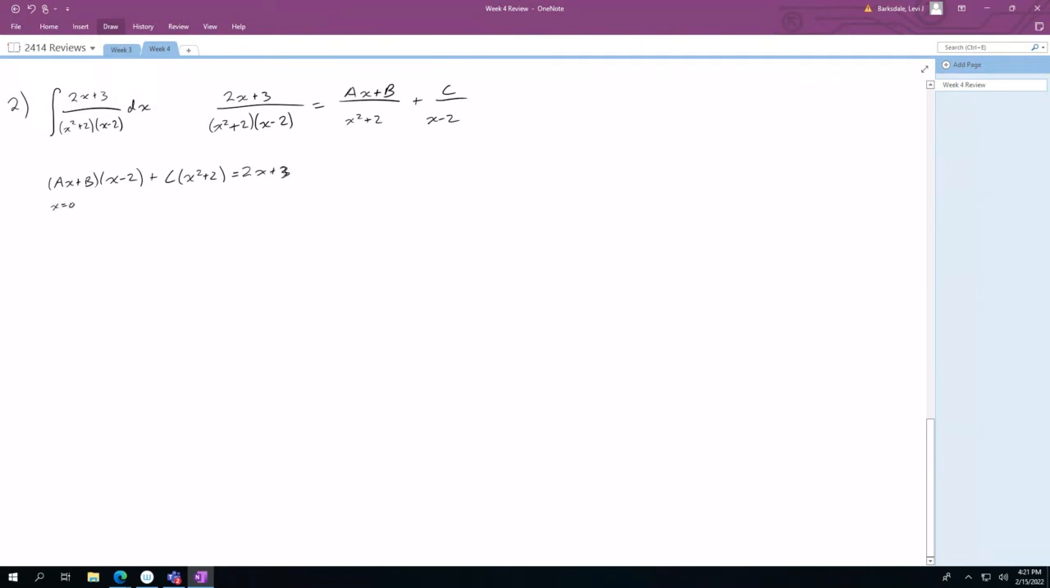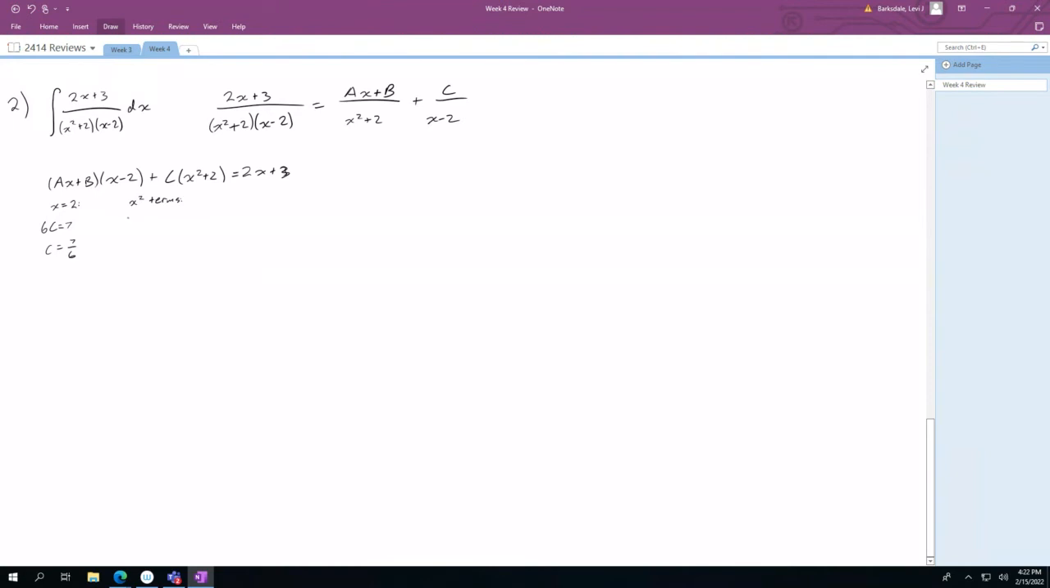Now, if we let x equal 0, actually, I'm going to start with letting x equal 2. If we let x equal 2, then all of this disappears. We're left with 6C is equal to 7, so C is equal to 7 over 6. Yep. Okay. Oh, I messed that up in my notes.